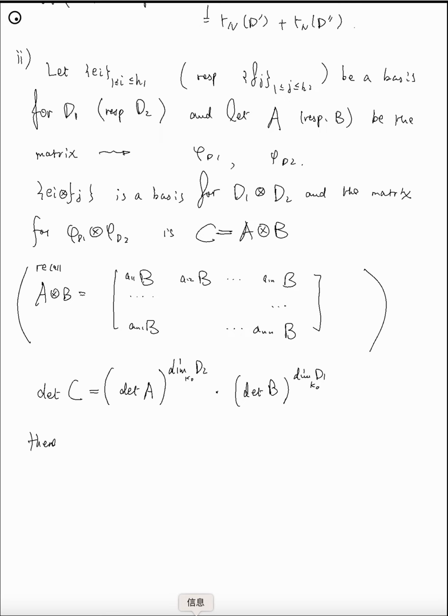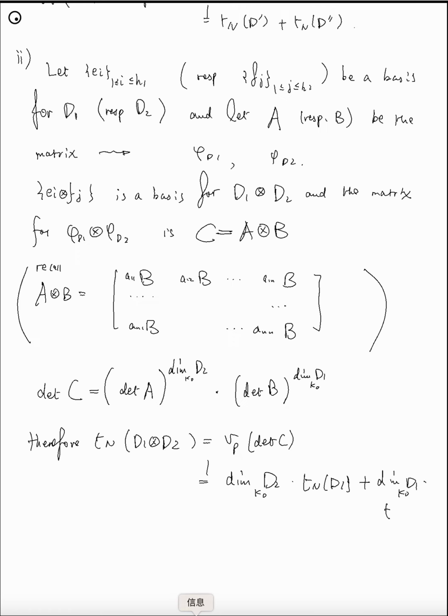Therefore, conclusion: the Newton number for D1 tensor D2 equals, by definition, the p-adic evaluation of the determinant of C, but this is then the dimension of D2 times the valuation of the determinant of A, which is then Tn of D1, plus, similarly, Tn of D2 times the dimension of D1. And so we are done. Last exercise.